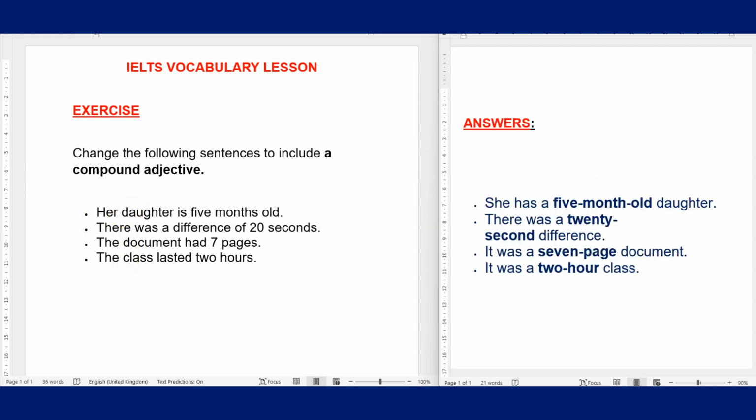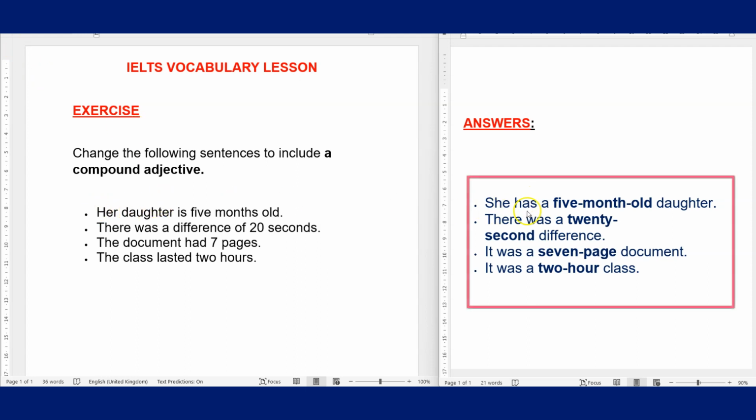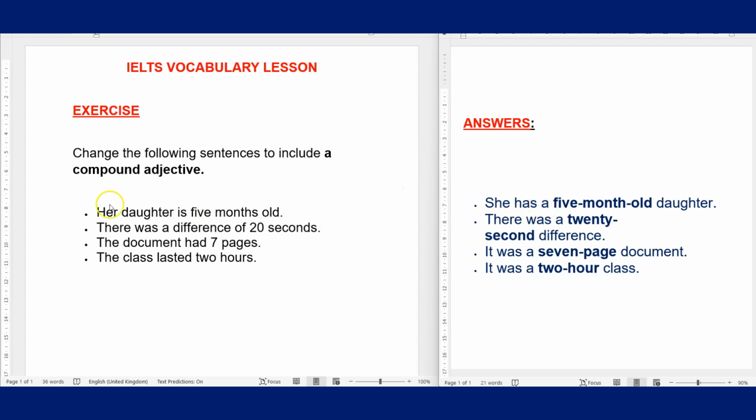All right, let's answer the questions. I believe you got your own answers. So let's look at the answers for the questions. Each question has its answer here. The first question has the first answer here. So let's go through.